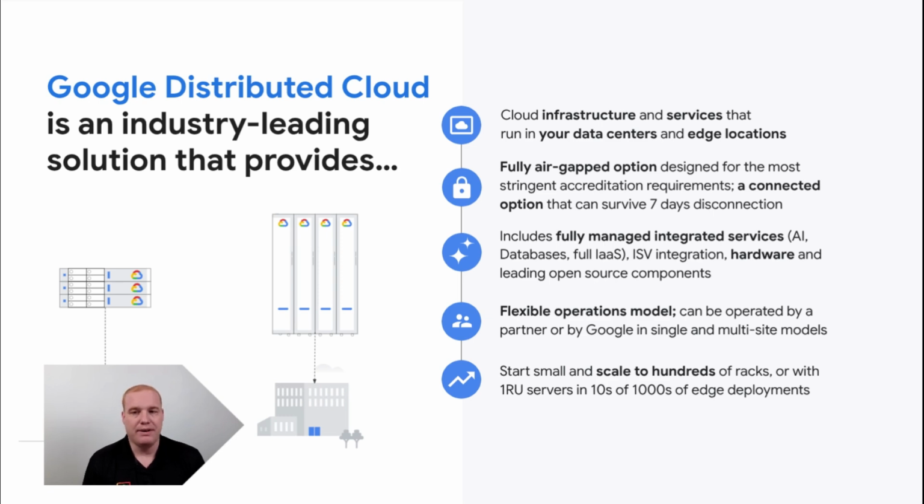Google Distributed Cloud provides an industry-leading solution that provides cloud infrastructure and services that run in your data centers and edge locations. We have options for fully air-gapped as well as connected. We include a fully managed integrated set of services and suites, including hardware, software, and open components. We have flexible operations models that can be operated by any partner or Google in single and multi-site models. We start small and scale to hundreds of racks.